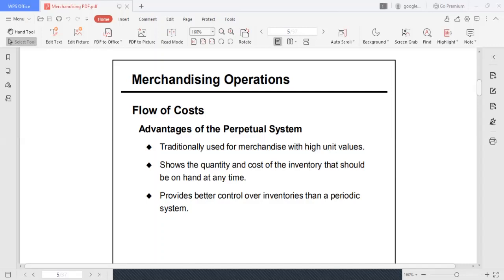And since meron kang continuous record ng iyong inventory account, it will show the quantity and cost of the inventory that should be on hand at any time. And it will also provide a better control over the inventories because lahat ng pumapasok at lumalabas na inventory sa iyo are being recorded on a timely basis.